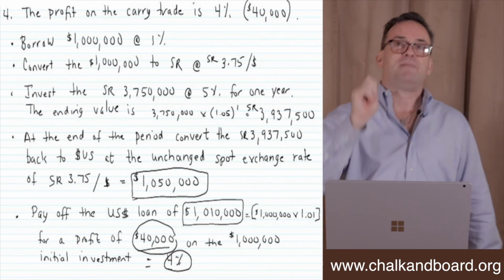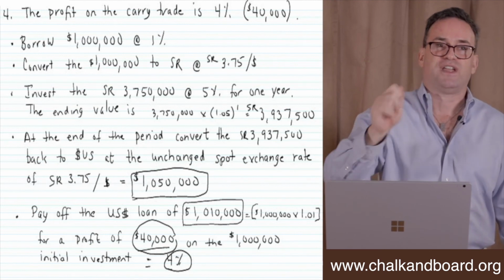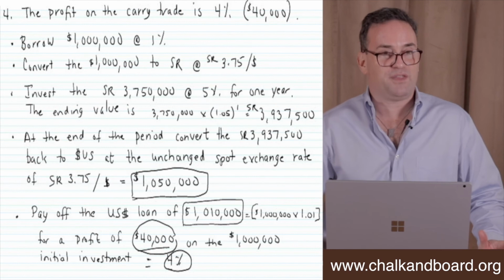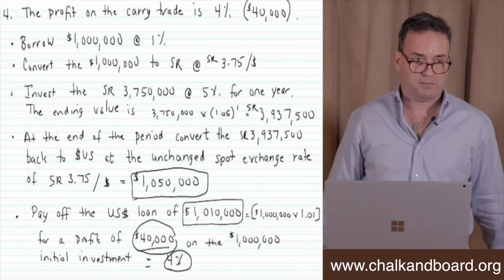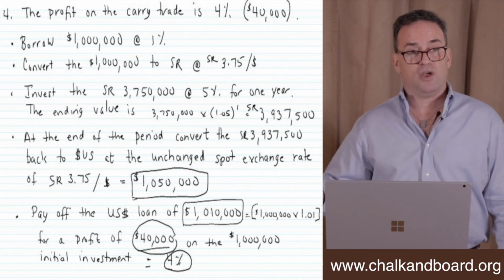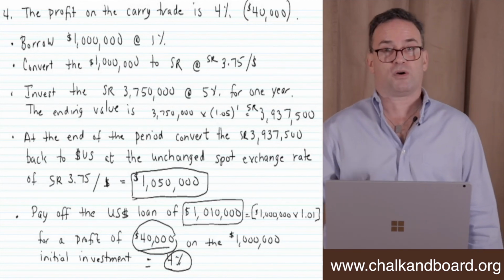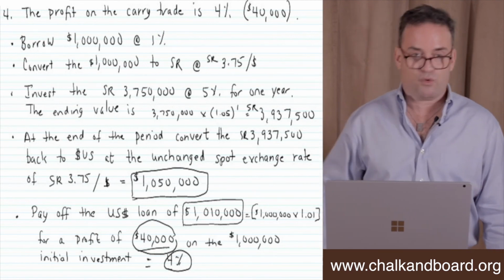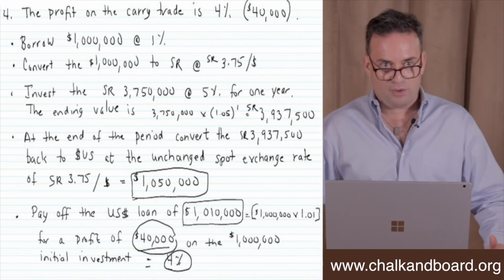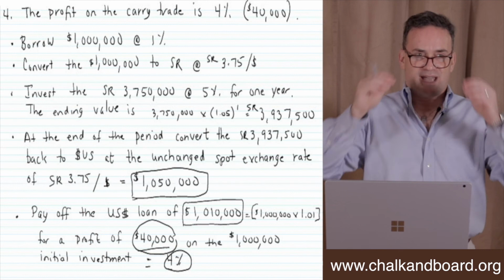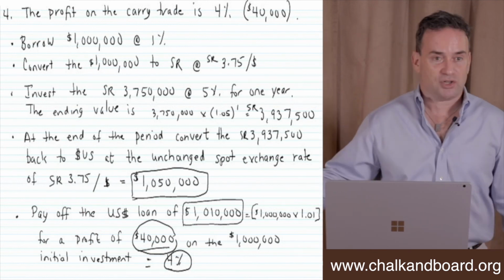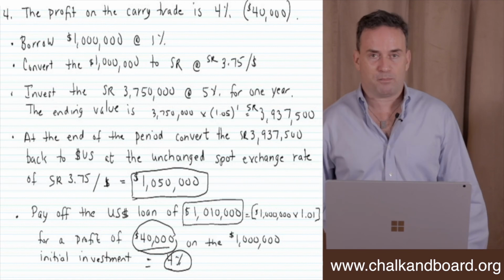But then we have to pay back $10,000 additional of interest on the loan in the United States. So we will end up with only $40,000 profit. Net profit would be $40,000. $40,000 net profit on an initial borrowing of $1 million is 4%. And again, what is 4%? The difference between the 5 and the 1%, the interest rates. And why is that? Because we expected the spot exchange rate not to change. So therefore we make the full 4%.